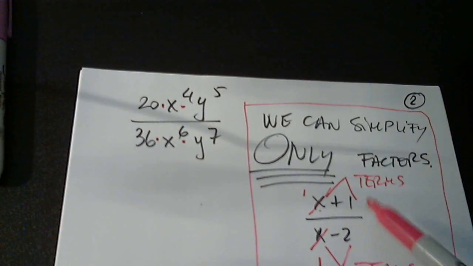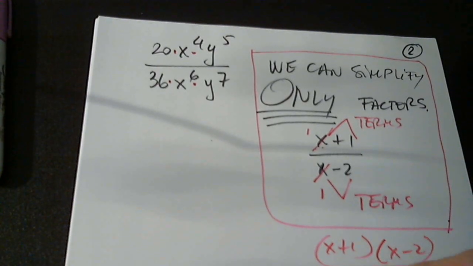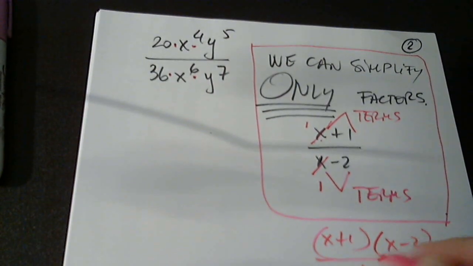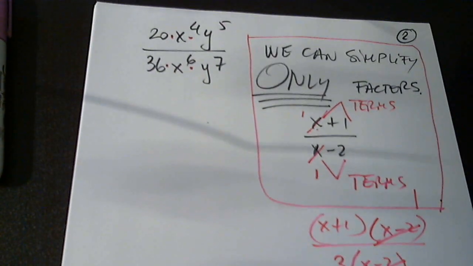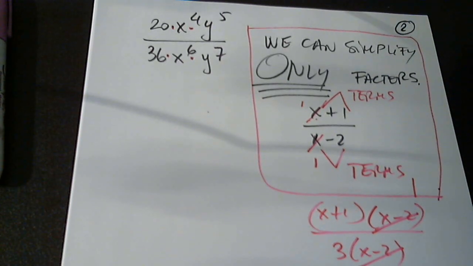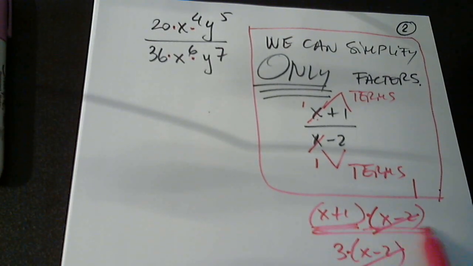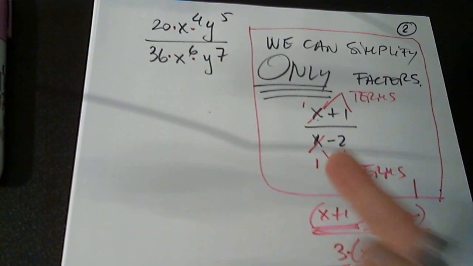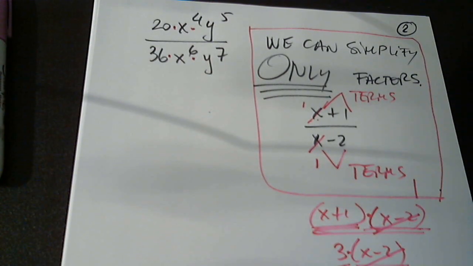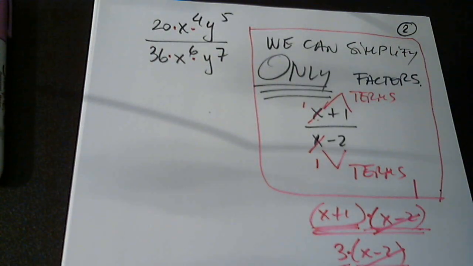So how will it look? Okay, I can do this. x plus 1 multiplied by x minus 2 over 3 times x minus 2. There is something very important here. I have to write that x cannot equal 2 because this is 0, not allowed. But I'm allowed to simplify factors. Why? Because these are multiplied. This is a factor, this is a factor, this is a factor, this is a factor. Here I cannot because these are terms. So this is a side issue. It's a very important issue because we're going to get to this soon.